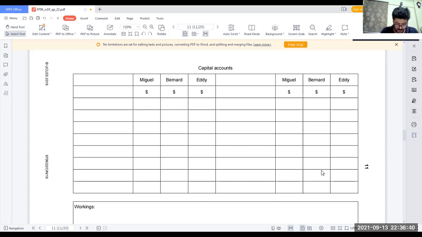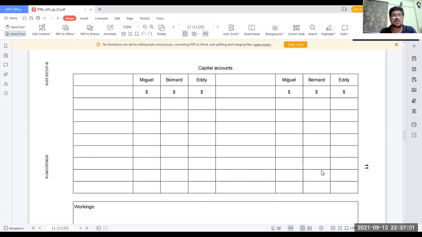Non-current assets at 31st May 2018 were revalued at 210. Inventory had an NRV of $45,000, and a provision for irrecoverable debts of 5% of trade receivables at 31st May 2018 was made. Prepare the partners' capital accounts on 1st June 2018 following the admission of Eddie.